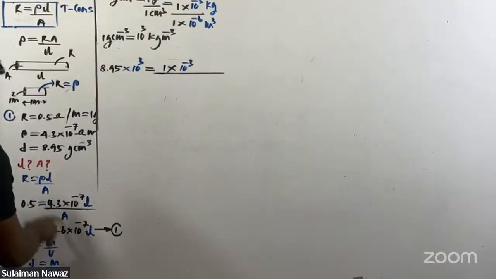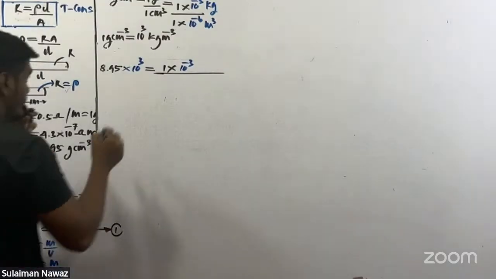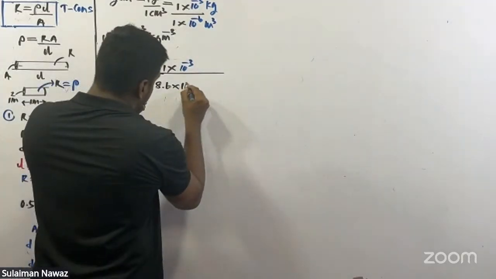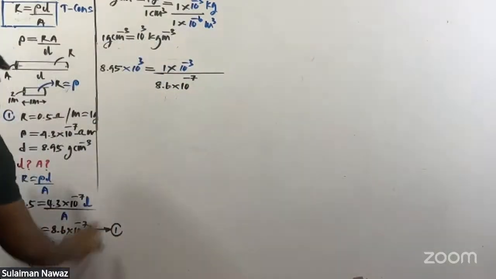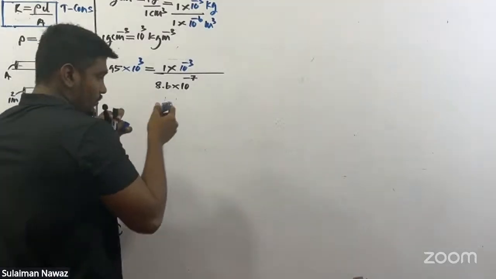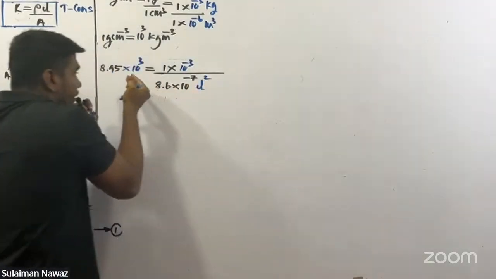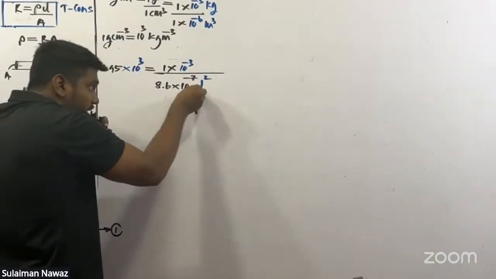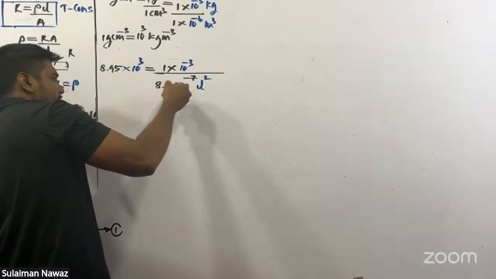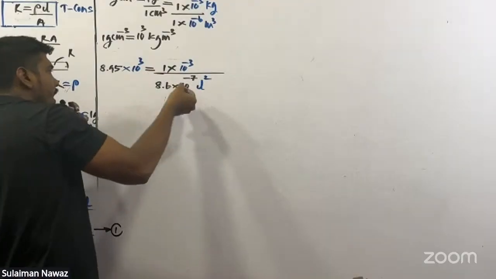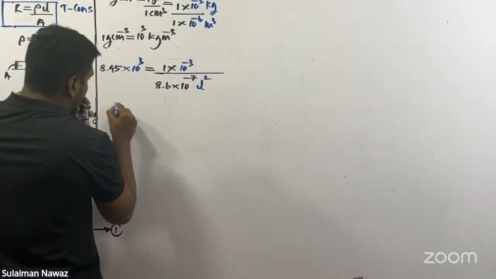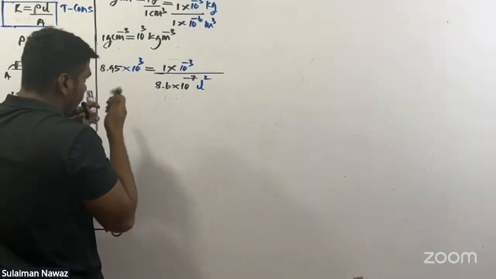Capital A, from equation 1, we can write down as 8.6 into 10 to the power minus 7 into small l, into small l. So then you will get small l squared. Finally, we can write an equation only involving one variable, small l squared. Now you can find small l from this equation. Once you found small l, you can easily find this capital A, right?